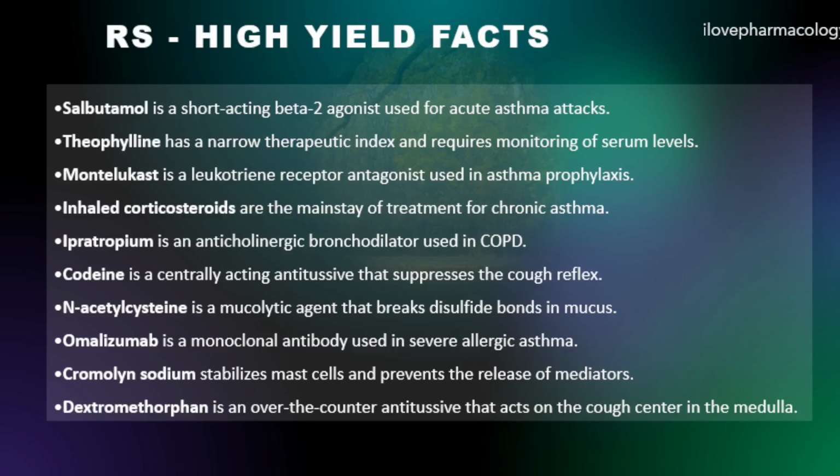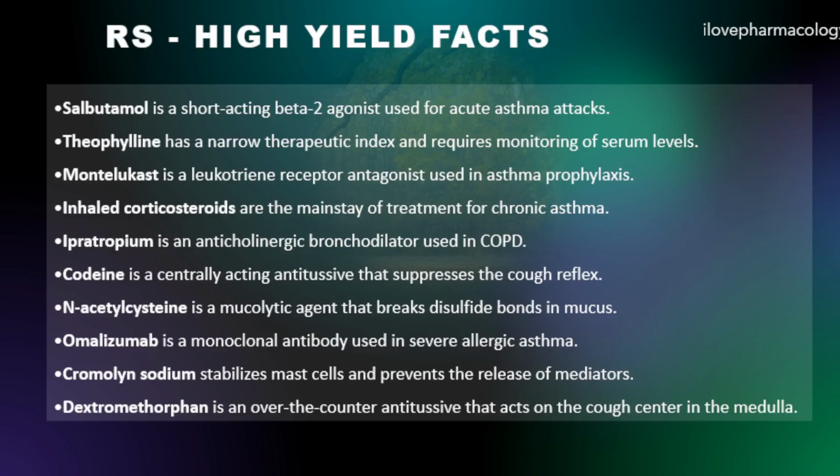So next is the ipratropium bromide, which is an anticholinergic drug, a bronchodilator, which is used in asthma as well as COPD, and these are used in the form of inhalational agent. Codeine, which is a centrally acting antitussive, means it decreases or suppresses the cough reflex, and it is useful in case of dry cough. N-acetylcysteine is a very important mucolytic agent that breaks the disulfide bond which is present in the mucus. Omalizumab, a very important drug, which is a monoclonal antibody, is used for severe bronchial asthma.